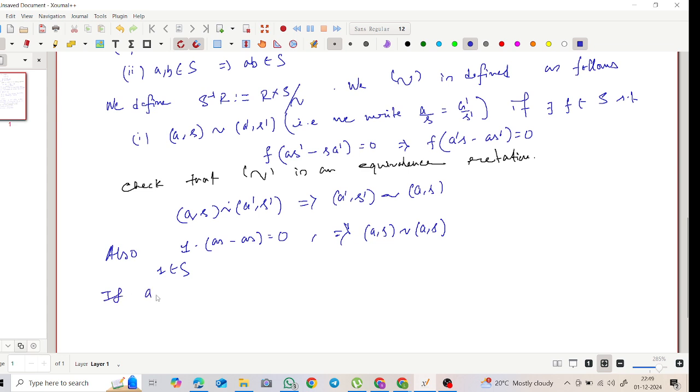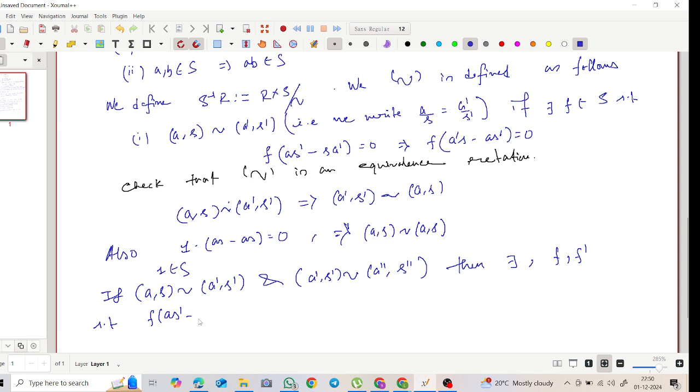And if (A, S) is related to (A prime, S prime) and (A prime, S prime) is related to (A double prime, S double prime), then there exists F prime such that, what did we have there, if S prime minus is 0 and right.